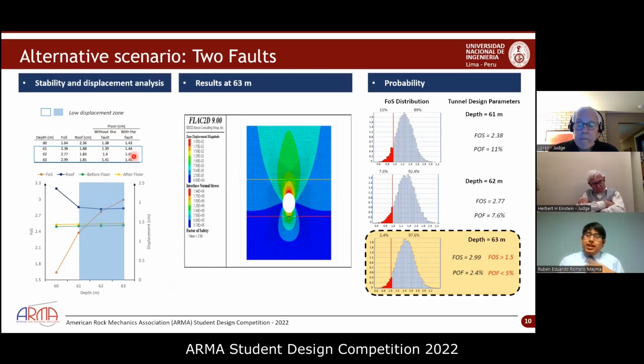So the second fault principally affects the deformation in the floor and has no effect on the stability conditions. That's probably because of the low depth considered, which is 60 meters on average. Then the probability of failure does not vary. It continues being the same. So the answer does not change.